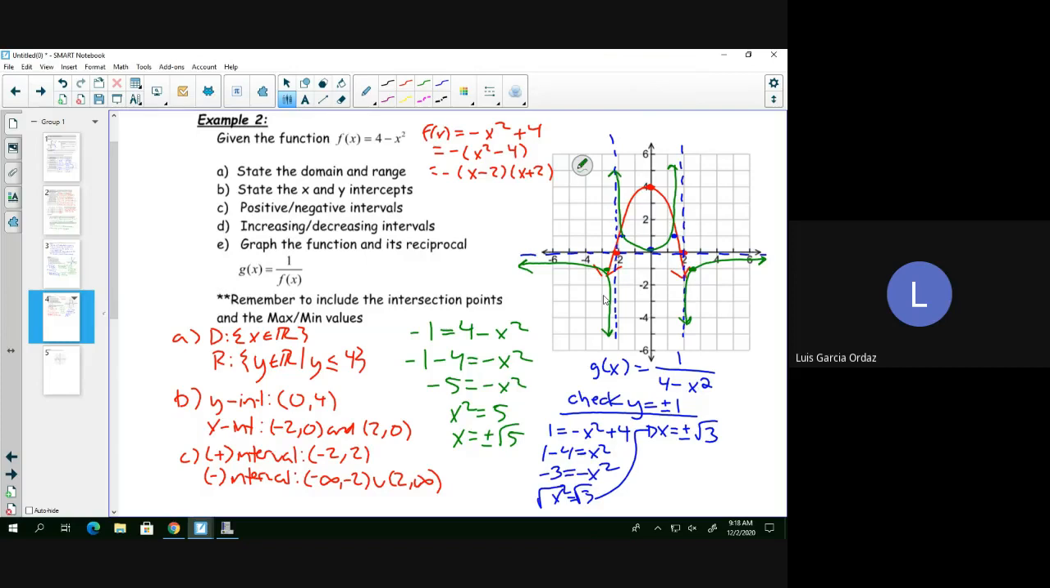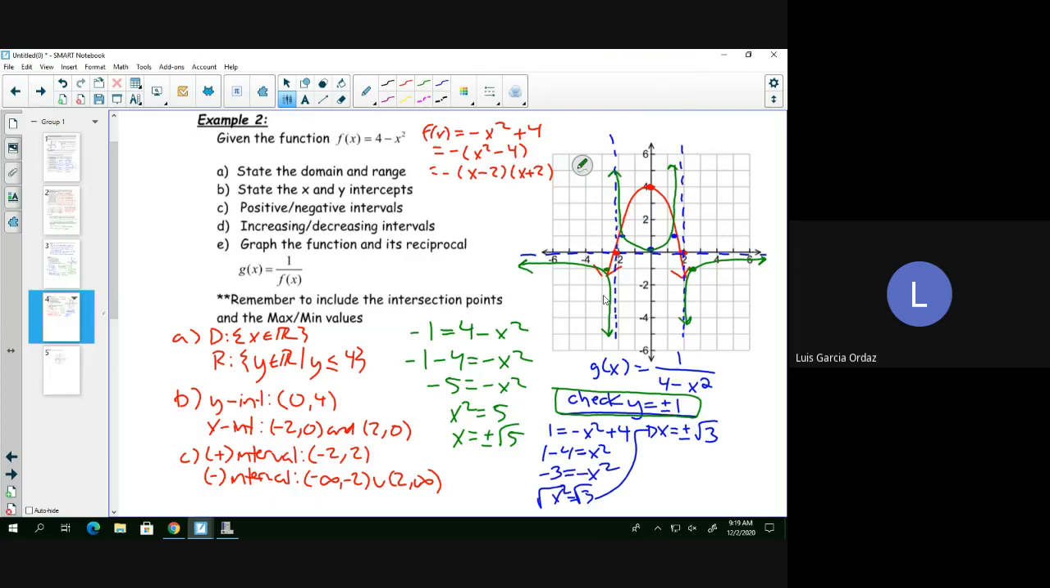So it's the graph in green. Does this look confusing? I have some people saying no, some people say yes. What's going to help you graph the reciprocal is this part right here. Where the graph intersects at y equal to plus or minus 1 is going to help you determine how to draw your graph. Okay?